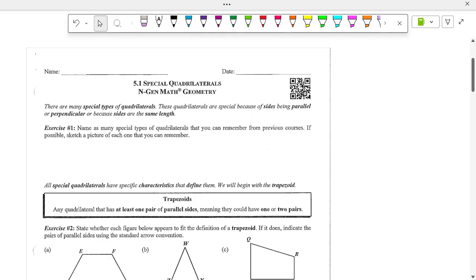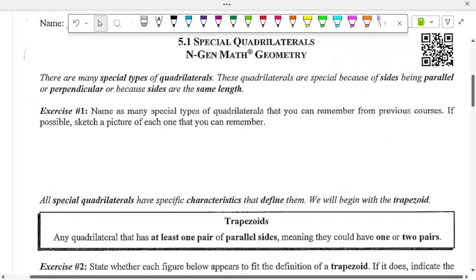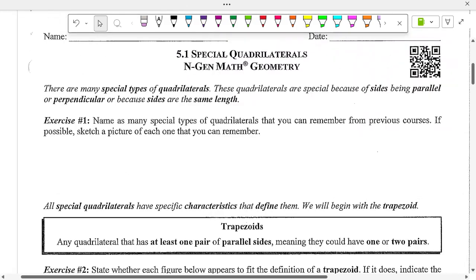So I'm on the very first page of your packets. A lot of this is going to be reviewed from yesterday. All right, so 5.1 special quadrilaterals. There are many special types of quadrilaterals, which is basically all the ones on the board.